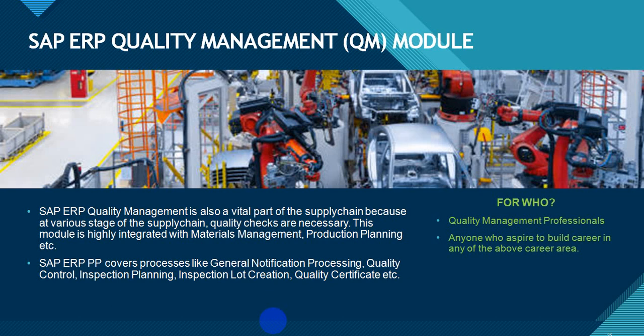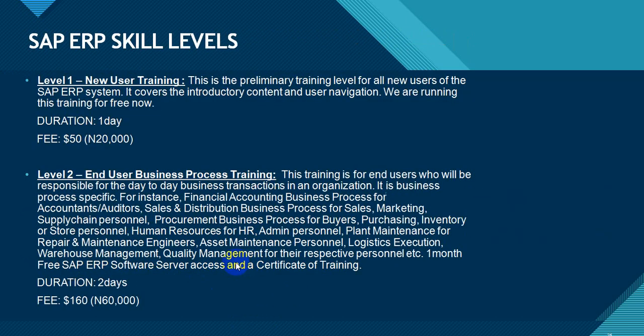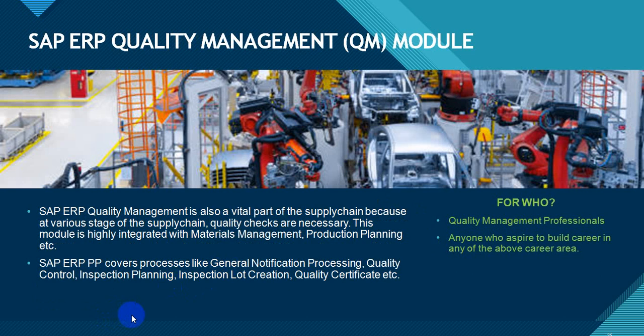The SAP ERP PP covers, oh come on, PP, no, this should be QM, sorry. That should be QM, not PP.